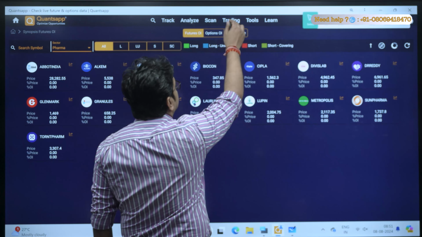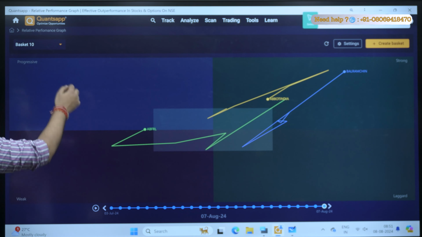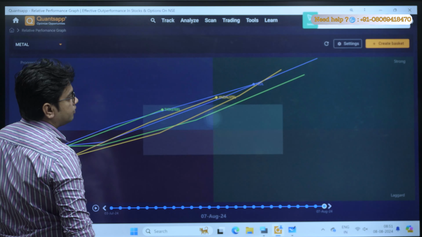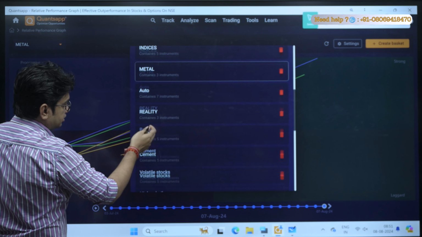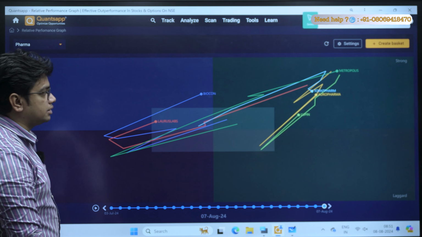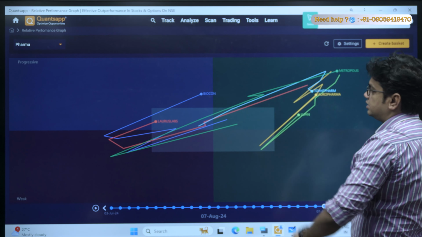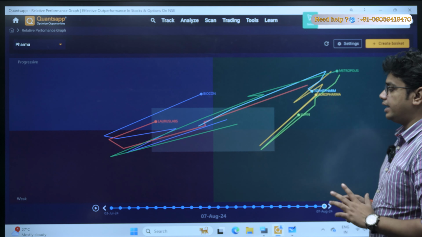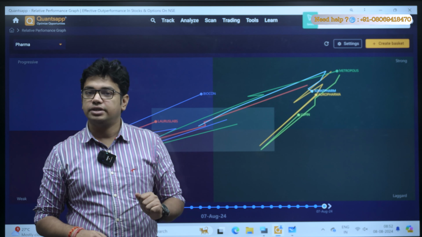Now let me show you in the relative performance graph how it can be done. Here, basket 10. Here I have already created pharma stocks. Just a minute. Yeah, pharma. I have considered six stocks. Now you can see how all these stocks are performing. The blue line indicates the 20 days data, that means how it has been performing over the last 20 days.